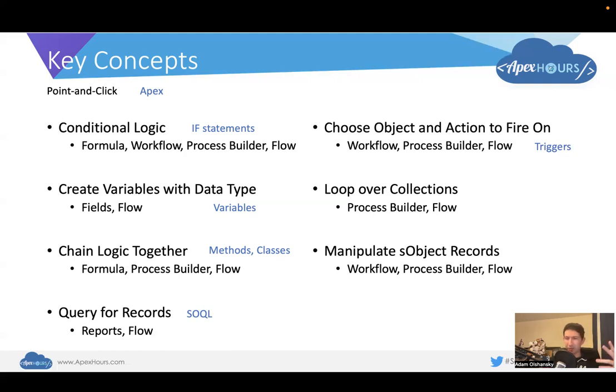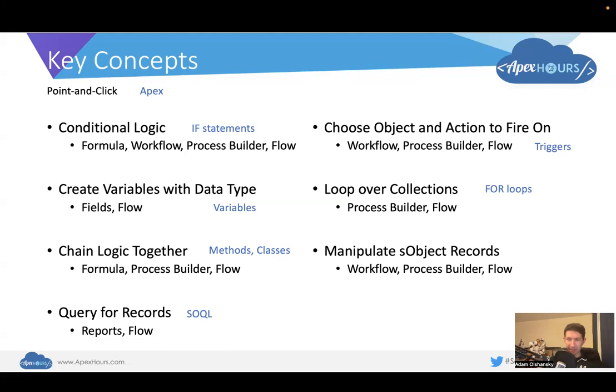We talked about this idea of looping over collections, right? I put an example in there of what it looks like in Flow. We can also do it in Process Builder. And of course, we can also do it in Apex. And those are going to be our for loops. For each record in a list, do something to it.